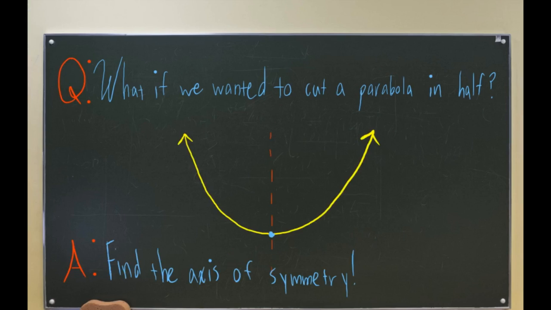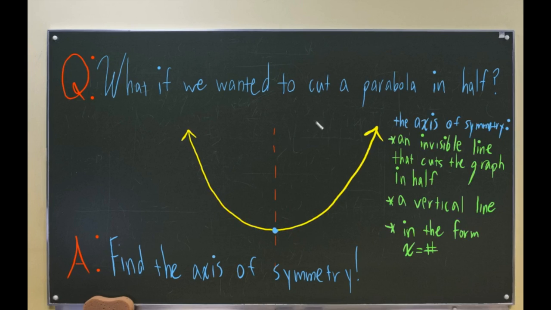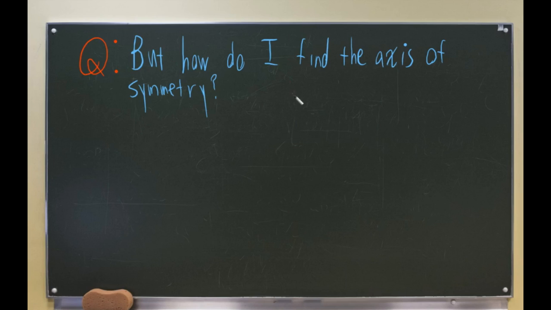And that's where the axis of symmetry comes in. The axis of symmetry is an imaginary line that cuts the parabola in half at the vertex. So like I said, it's an invisible line that cuts the graph in half. It's a vertical line. So it goes from top to bottom and it's in the form x equals a number. So let's see this in action.